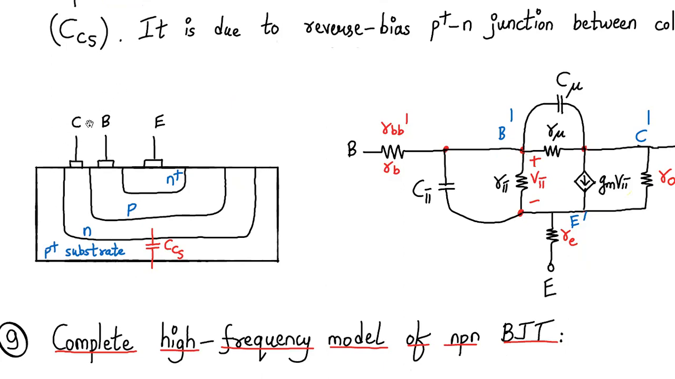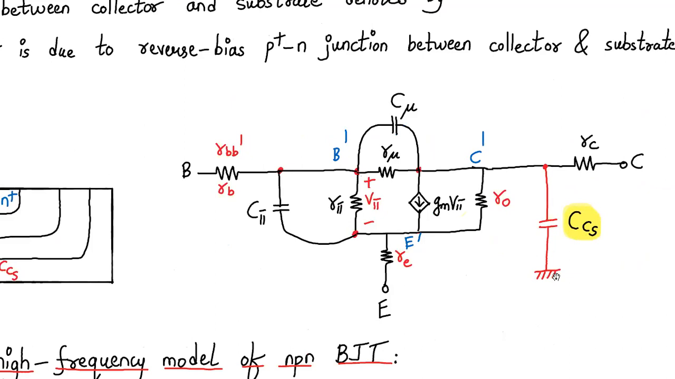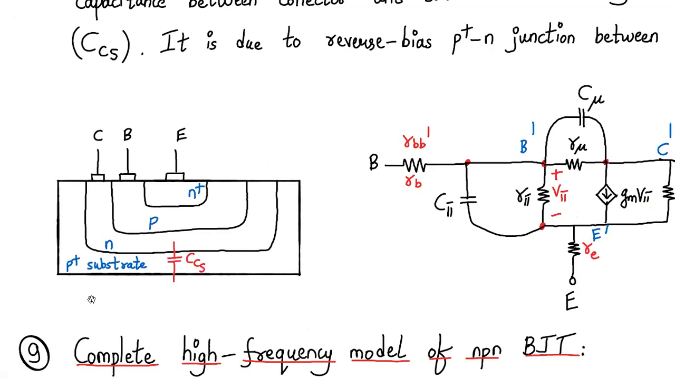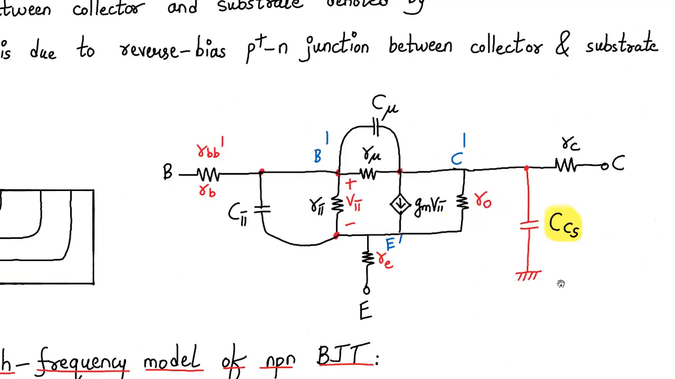And the collector terminal, for an NPN transistor, is normally connected to the positive side. So we have connected positive to the N region, and this P plus is connected to the ground. So the P plus N region will be reverse biased. If it is reverse biased, there will exist a capacitance over here, which is denoted by CCS, which is due to the reverse bias P plus N junction between the collector and the substrate. It is connected between the collector and the ground, because normally the substrate terminal over here is connected to the ground. So that is why, in an integrated circuit, the substrate is normally connected to the ground.